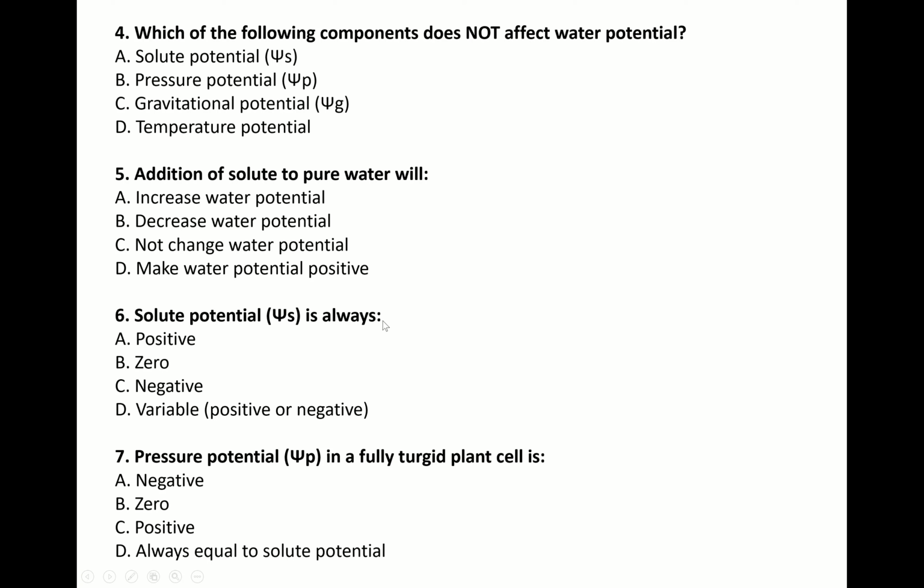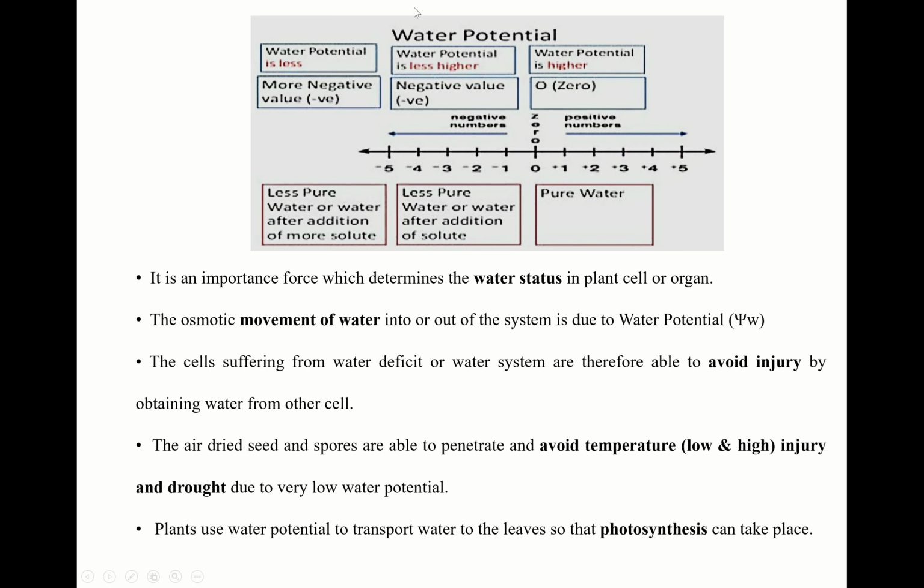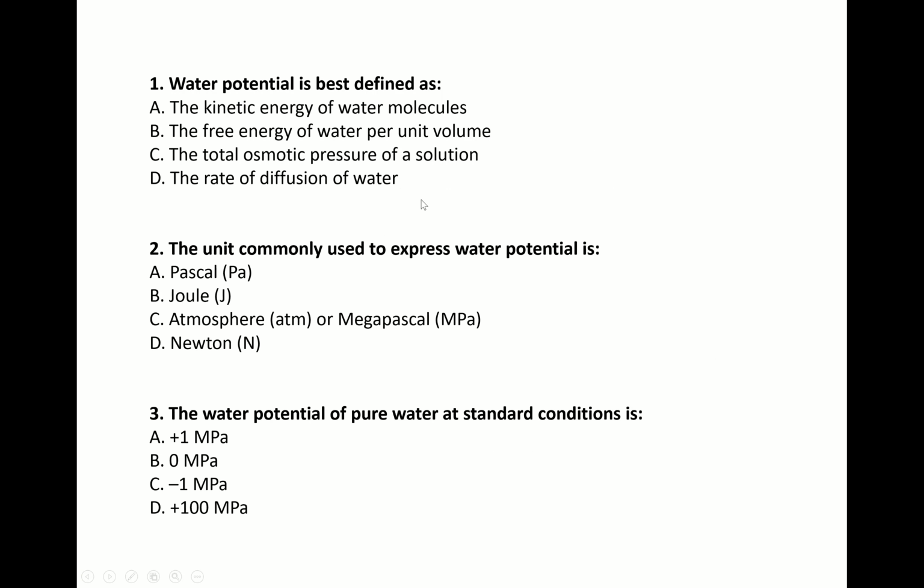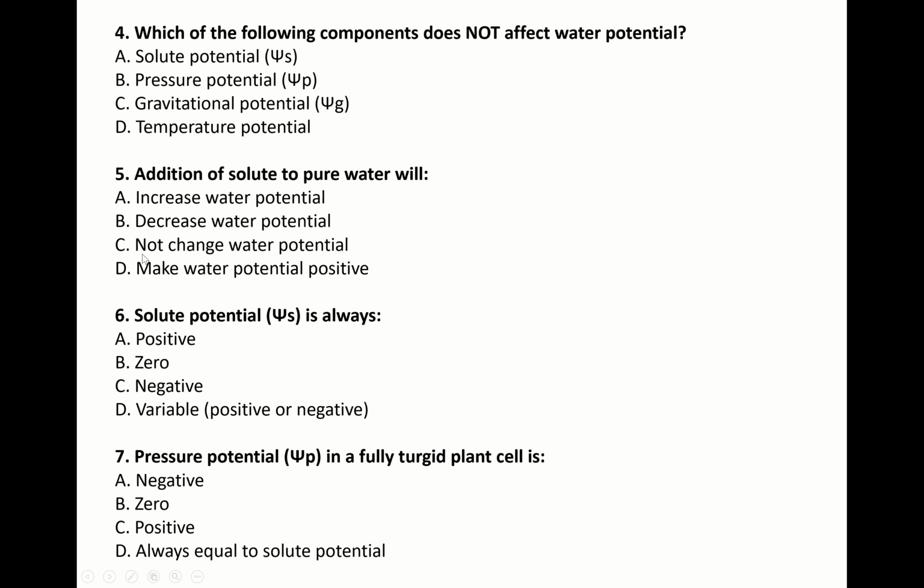Solute potential is always, as you have seen here, this is the value for pure water. Pure water value is always 0, and positive is when the water concentration is very high, and negative is for when you keep on adding the solute. If you add more solute to this water, then the water potential will be negative. So here that's what they have asked, but in a different way, that solute potential is always, so remember that it will always be negative.